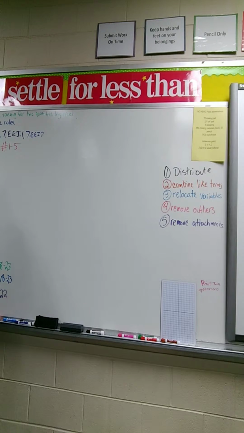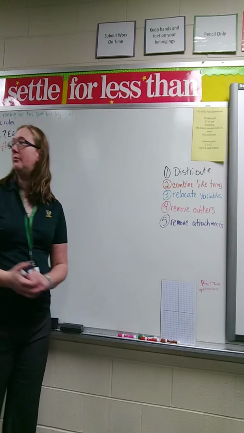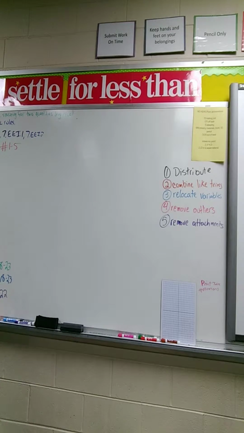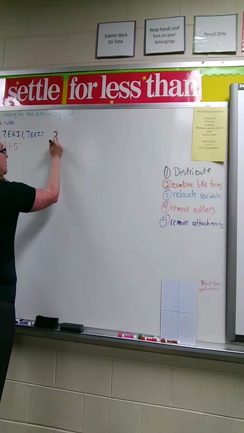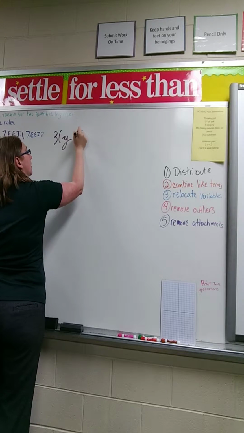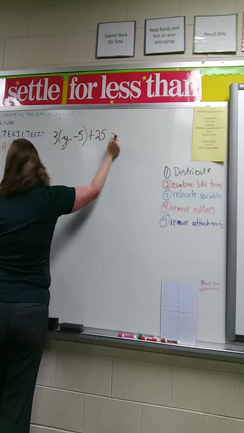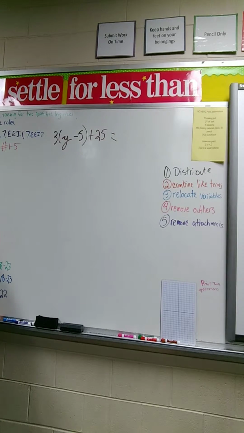So if we look at example 2, example 2 says 3 times the quantity y minus 5, closed quantity, plus 25 equals 3y plus 10.